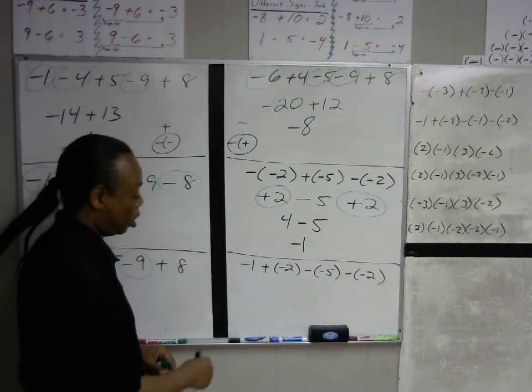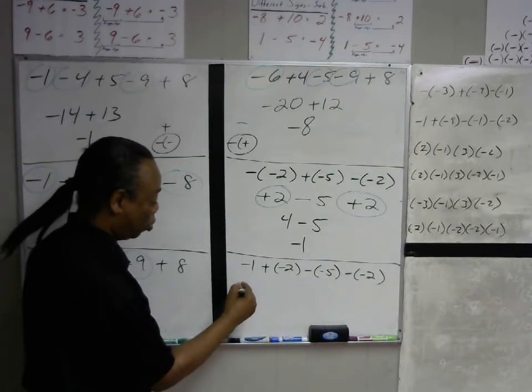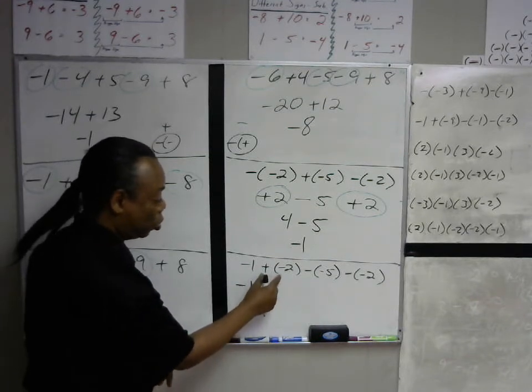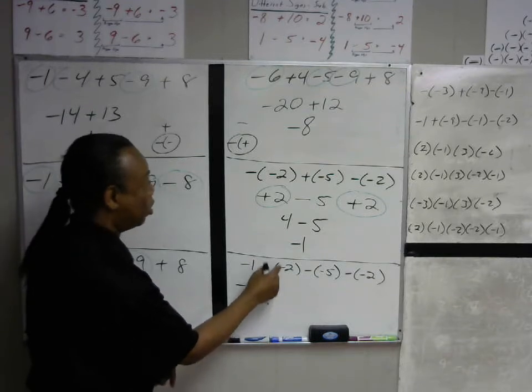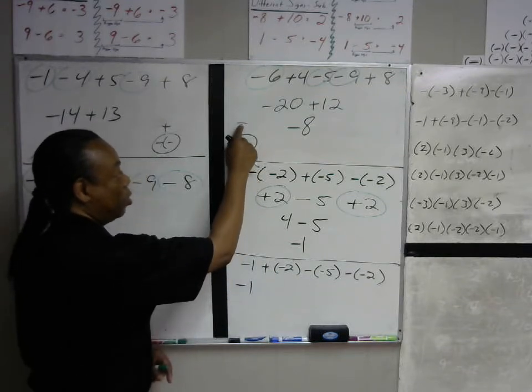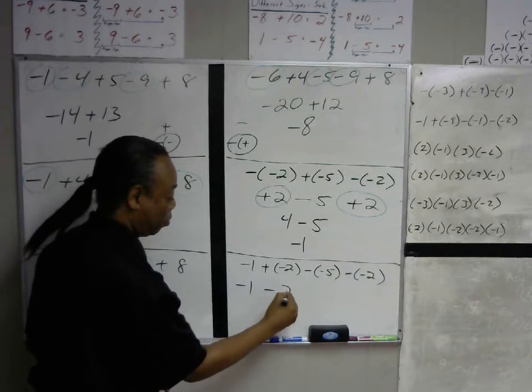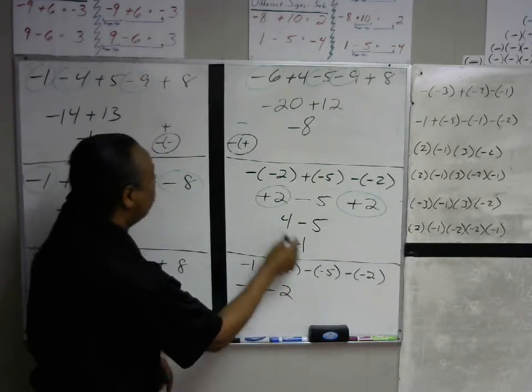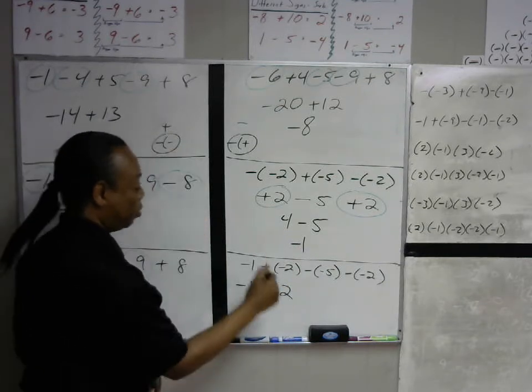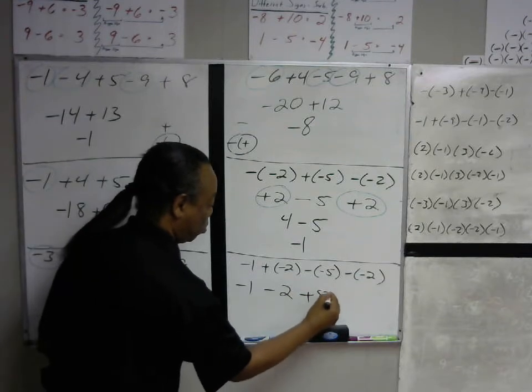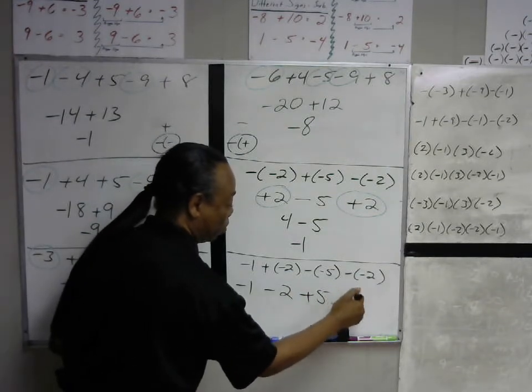Okay. This is only 1, so we don't need to change that. But this is 2 signs, a positive and a negative. Positives and negatives become 1 negative. This is a negative and a negative. 2 negatives become a positive. And here's a negative negative that becomes a positive.